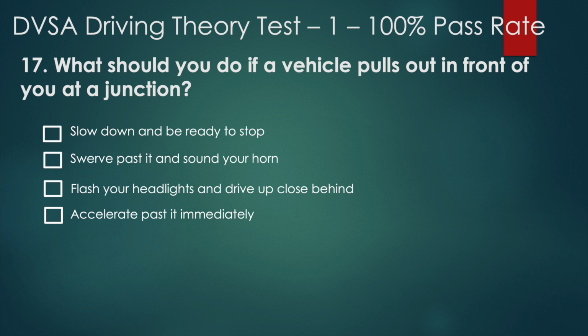17. What should you do if a vehicle pulls out in front of you at a junction? A. Slow down and be ready to stop. B. Swerve past it and sound your horn. C. Flash your headlights and drive up close behind. D. Accelerate past it immediately. And the answer is A. Slow down and be ready to stop.